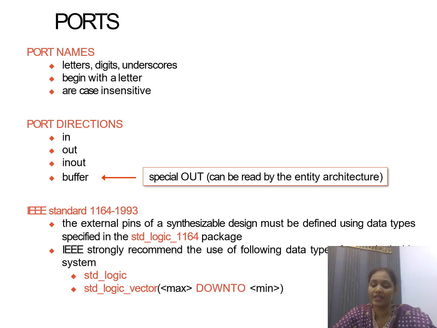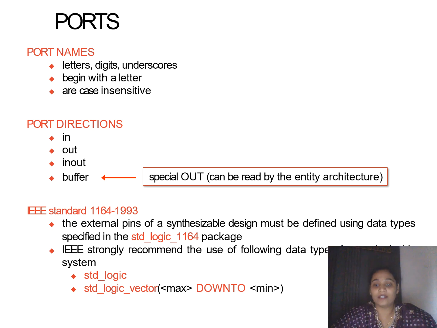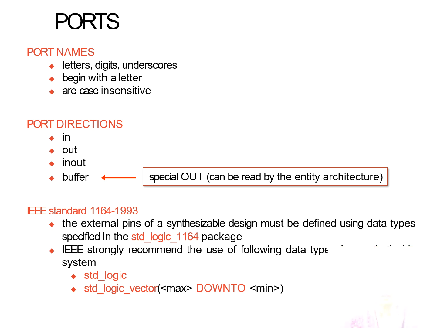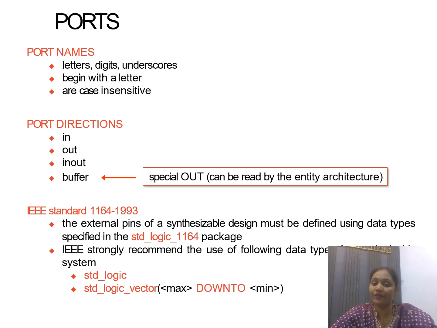It means that, for example, if we have an OR gate and this OR gate is connected to a NAND gate, the output of the OR gate is Y, but this output Y is again connected to the input of the NAND gate. This type of port is also called an input-output port. The buffer port is a special type of port. It can be read by the entity architecture. The IEEE standard 1164, I already discussed in previous slides.